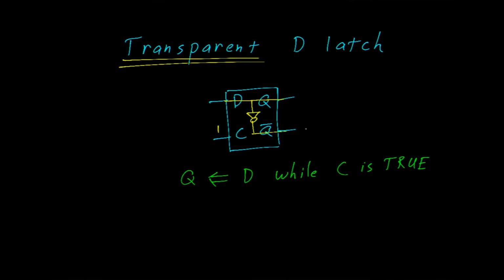Of course, if it's transparent, there must be a condition where it is not transparent. That condition is defined when C is set to 0. Q holds whatever the last value was.